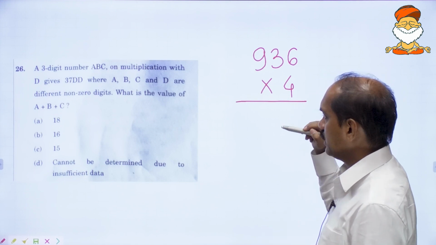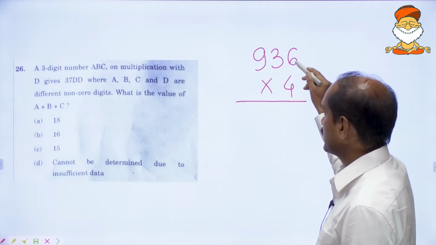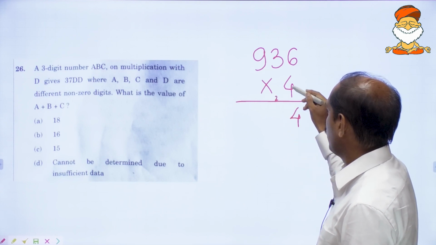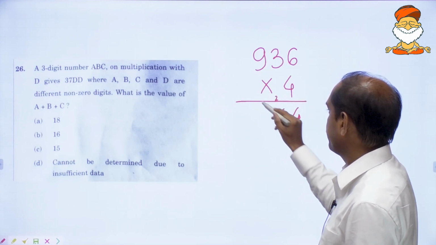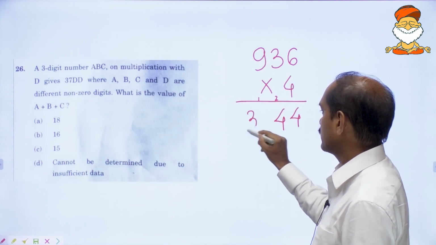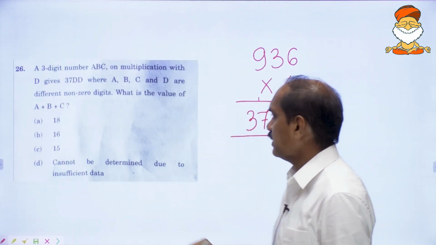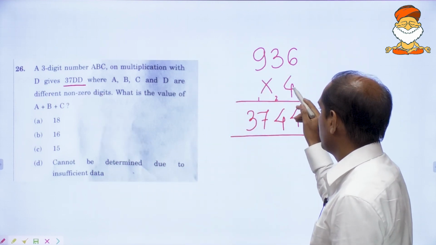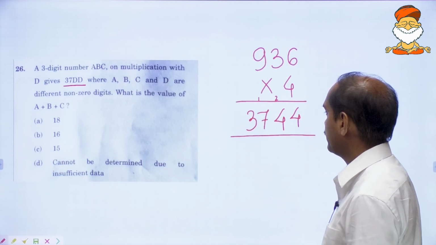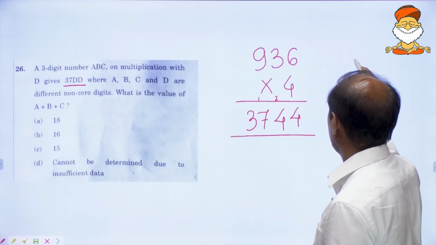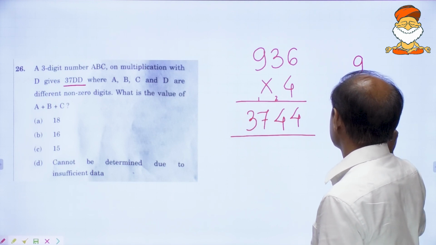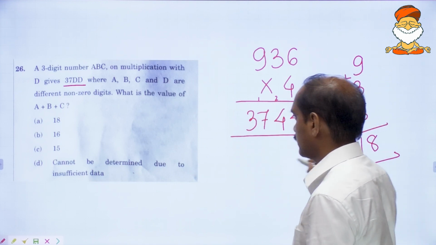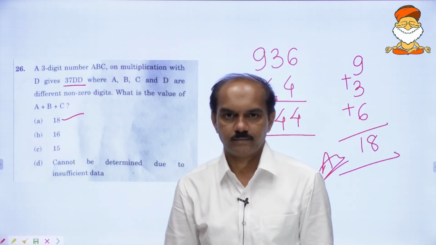Now if you multiply this ABC and D, 4 6s are 24, 4 3s are 12 plus 2, 14, 4 9s are 36 plus 1, 37. So 3744, 37DD means 44. Here is also D, here is also DD. Everything is all right. So in place of A, B, C, we have got 9, 3, 6. Just add all these to get the final answer. 18 is the final answer. So the very first option should be marked.